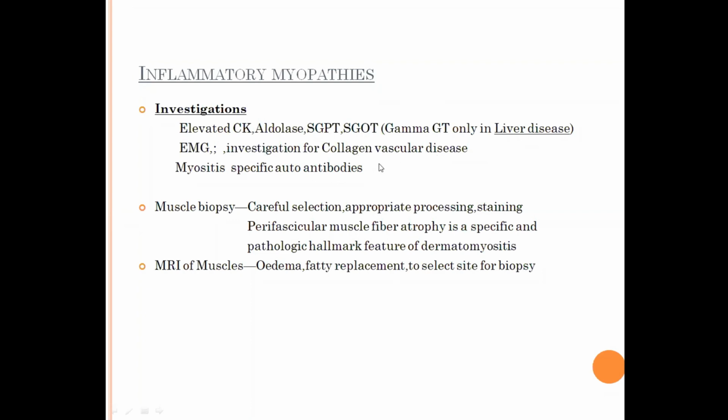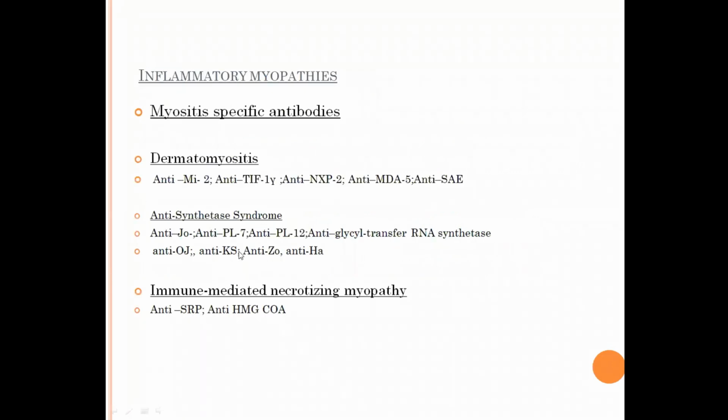EMG and investigation for collagen, because we now have specific autoantibodies for inflammatory myopathies, and we need to look for those antibodies. Now, when you do a muscle biopsy, you have to pick up a muscle which is still actively weak, not the one which is already atrophied or the one which is minimally affected. So the motor weakness of the muscle is a guide for selecting the muscle biopsy. Usually we select either the quadriceps or biceps. MRI also may help you to know which particular muscle should be selected for biopsy.